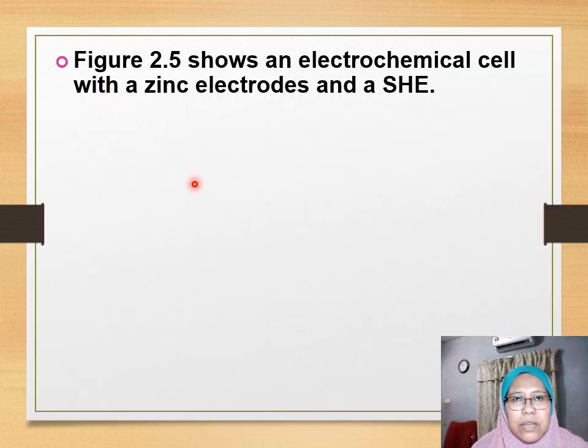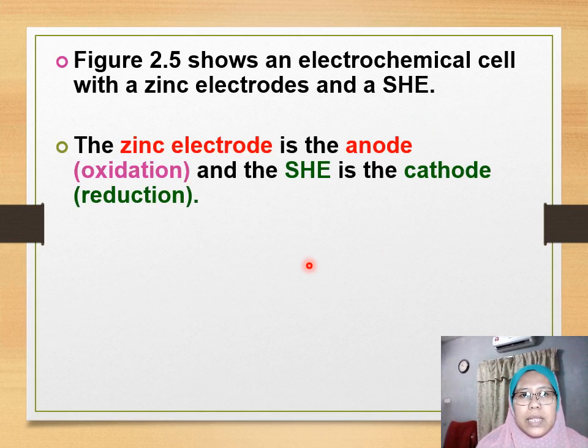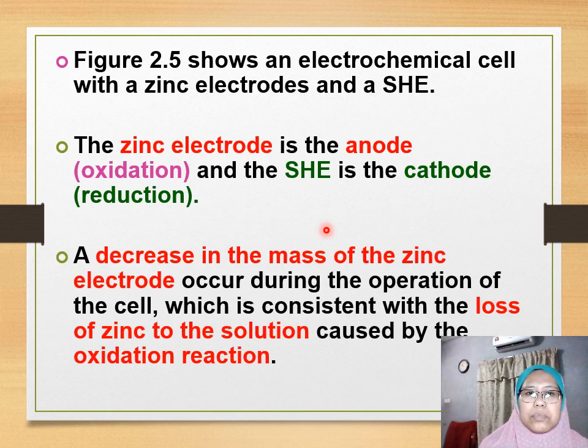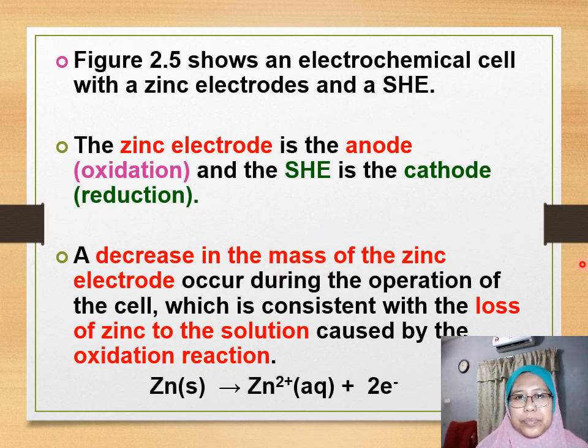Okay, let's read the text. Figure 2.5 shows an electrochemical cell with a zinc electrode and a SHE, a standard hydrogen electrode. So, the zinc electrode is the anode on the left, where it undergoes oxidation, and the SHE is on the right, undergoing reduction. There will be a decrease in the mass of zinc electrode because it undergoes oxidation and produces zinc 2+. This is consistent with the loss of zinc to the solution caused by the oxidation reaction. And here is the half-cell equation where we can write to represent the reaction that occurs at anode.